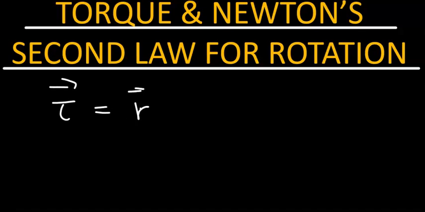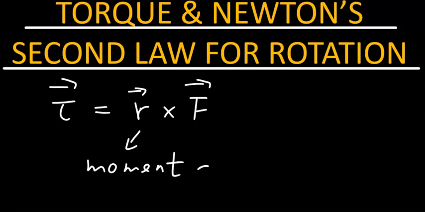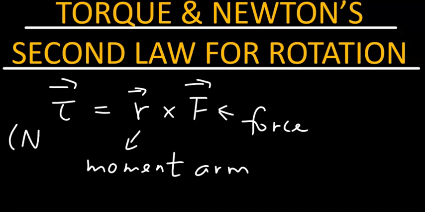It is a cross product of two vectors. The first vector is called the moment arm vector. The second vector is the force that's producing the torque. So the SI unit for torque is just Newton meter. From the review problems, we will see how to define moment arm in a minute.